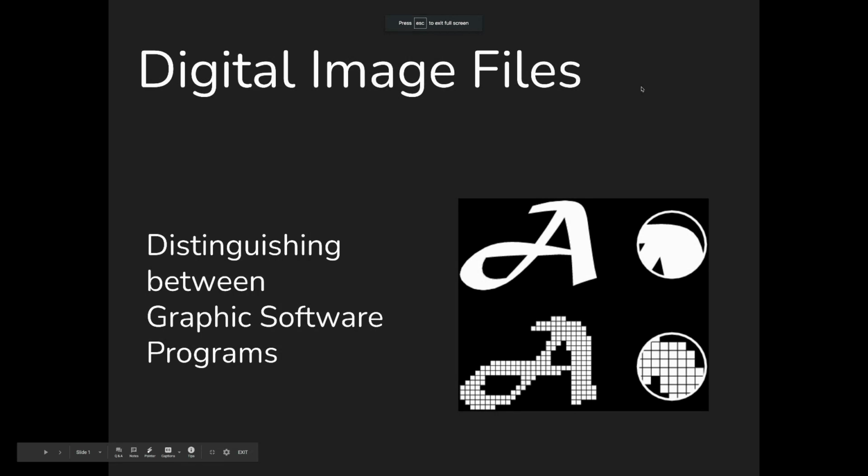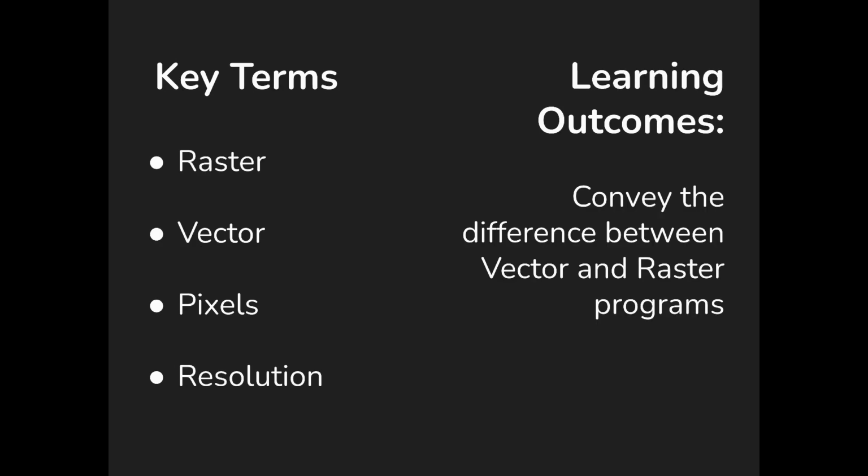Hello, everybody, and welcome. Today, we're going to be talking about digital image files. And today, we're going to be distinguishing between graphic software programs. So, the key terms that we're going to be thinking about are raster, vector, pixels, and resolution. Now, our learning outcomes today are to convey the difference between vector and raster programs and files.